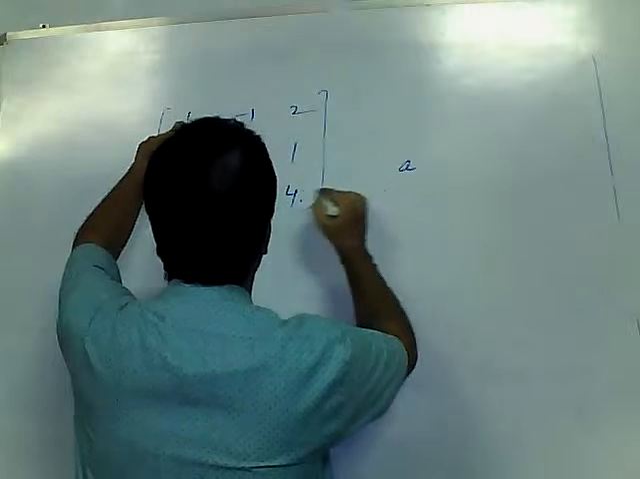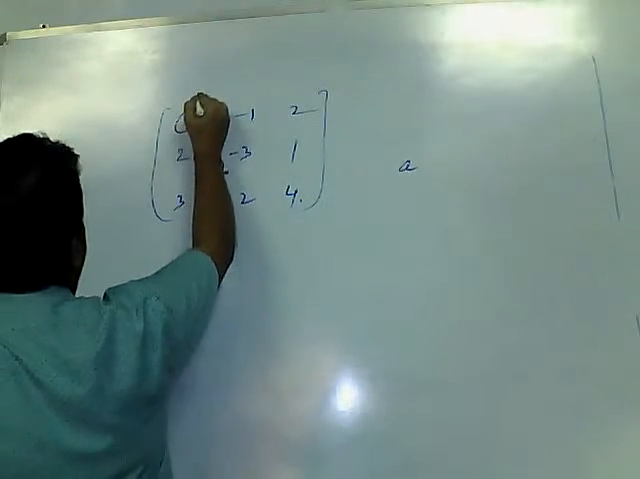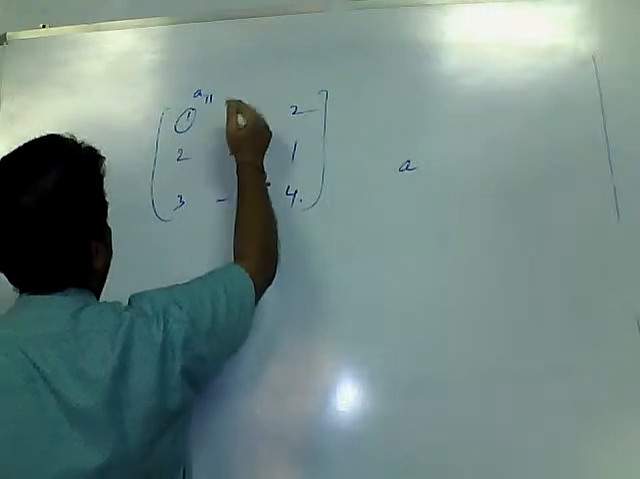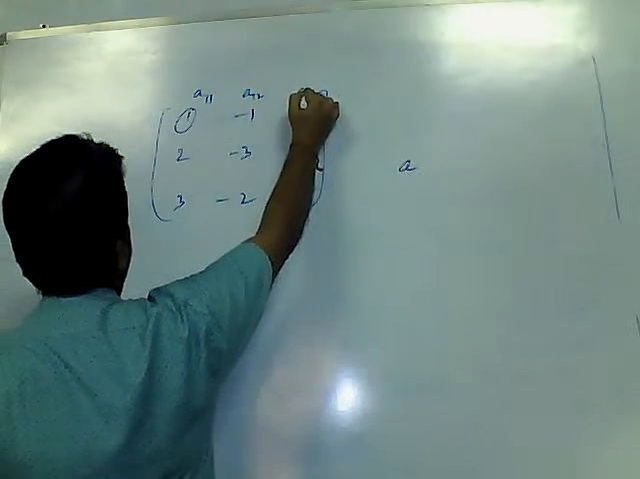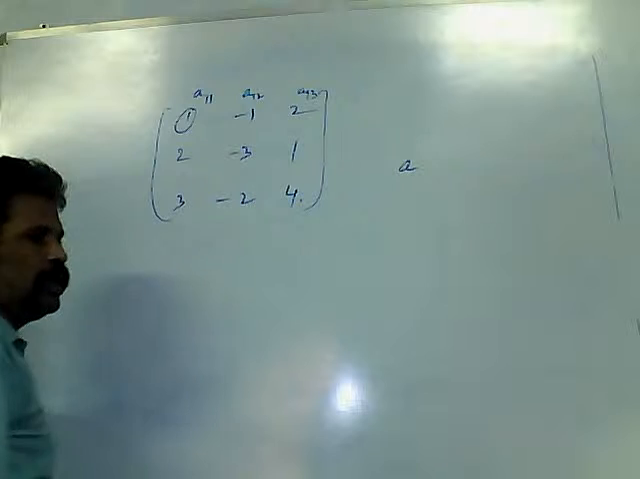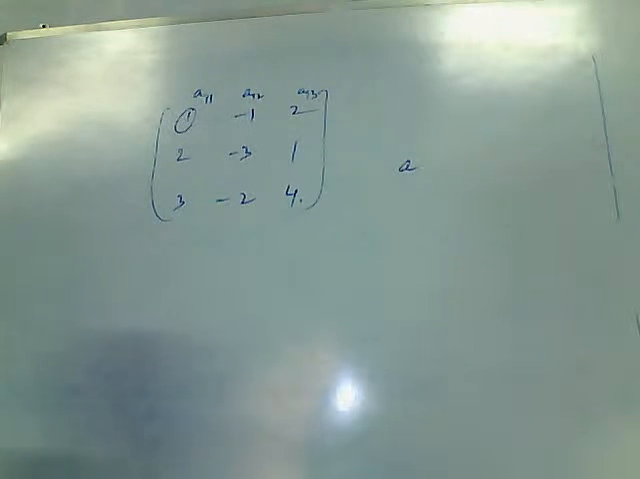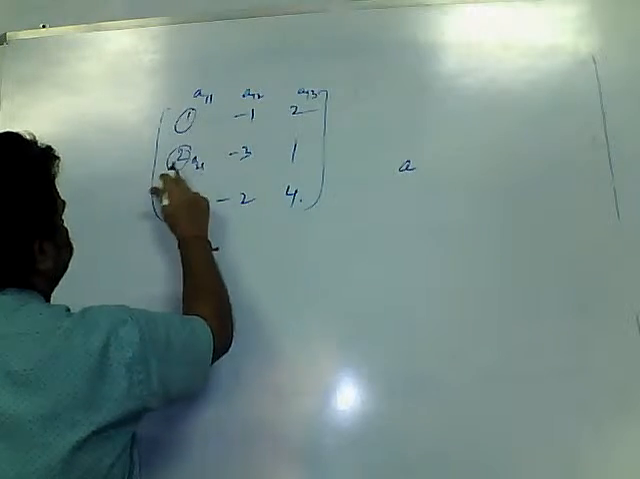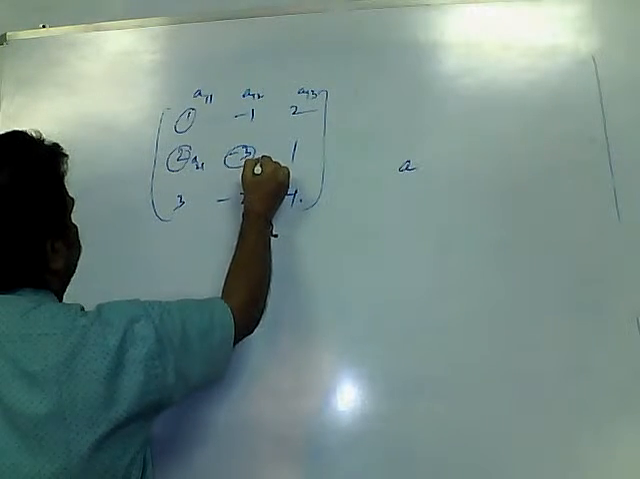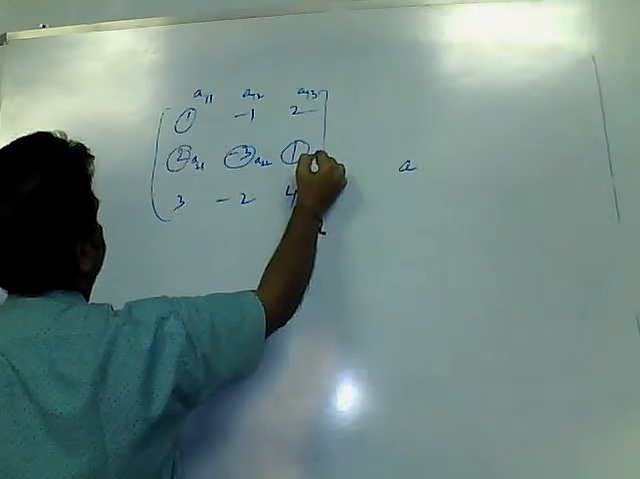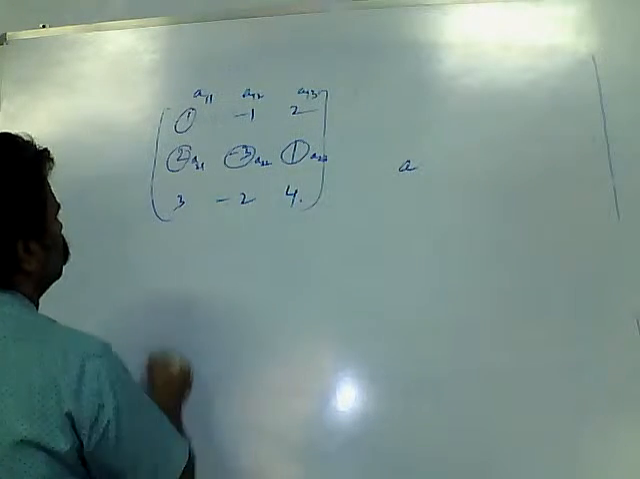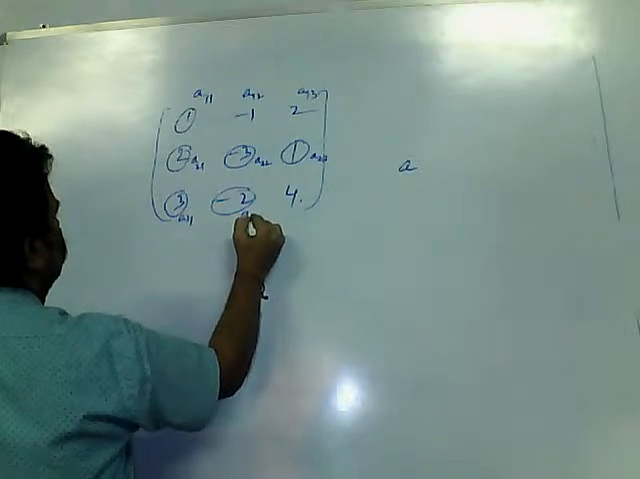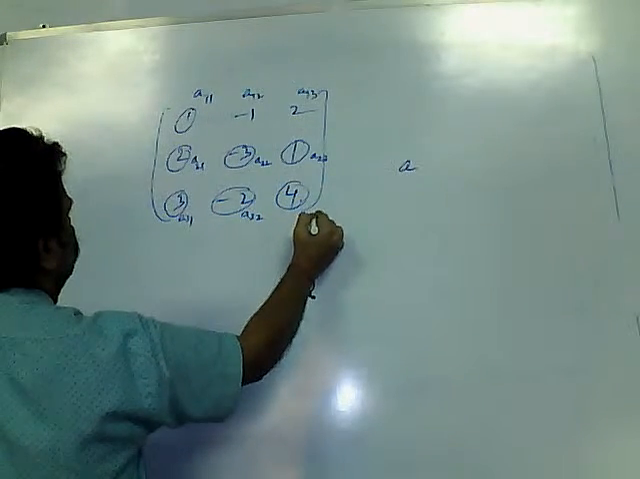Corresponding to this, I can write this as A1,1: first row, first column. This is first row, second column, so I call this A1,2. This is A1,3. Here the small a is the standard way of representing the elements of the matrix. This is A2,1, second row, first column. This is A2,2. This is A2,3, second row, third column. And this is A3,1. This is A3,2. This is A3,3.